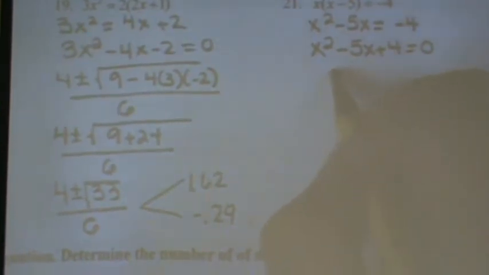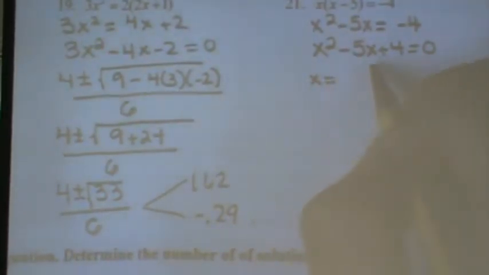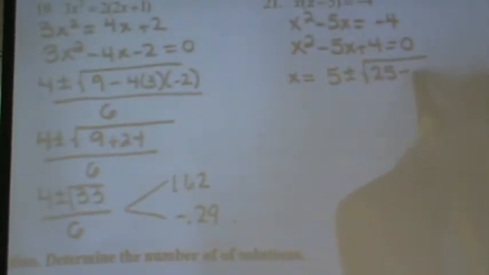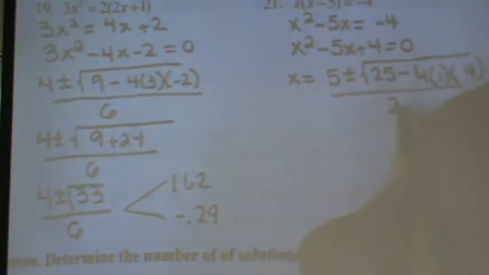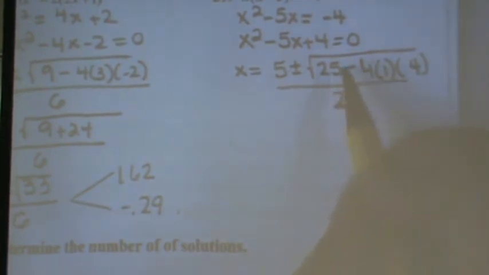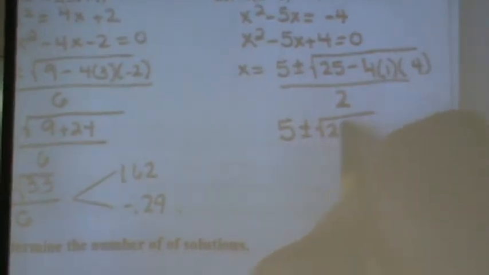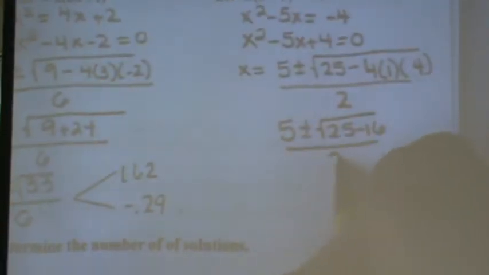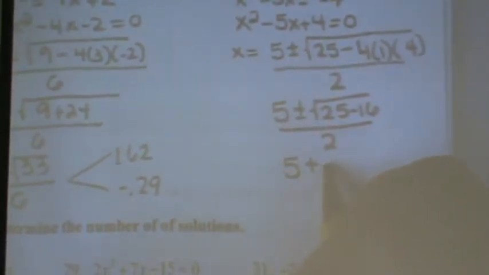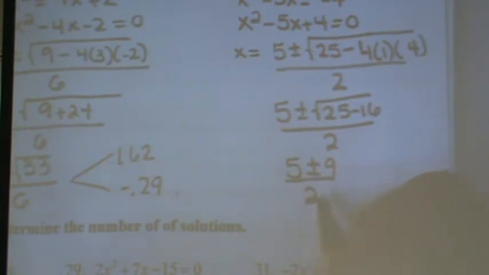And we're going to take x is equal to the opposite of b, so 5 plus or minus the square root of b squared, 25 minus 4 times 1 times 4, all over 2 times 1, which is 2. This is going to be 25 minus 16, which is 9. So it's 5 plus and minus the square root of 9 over 2.